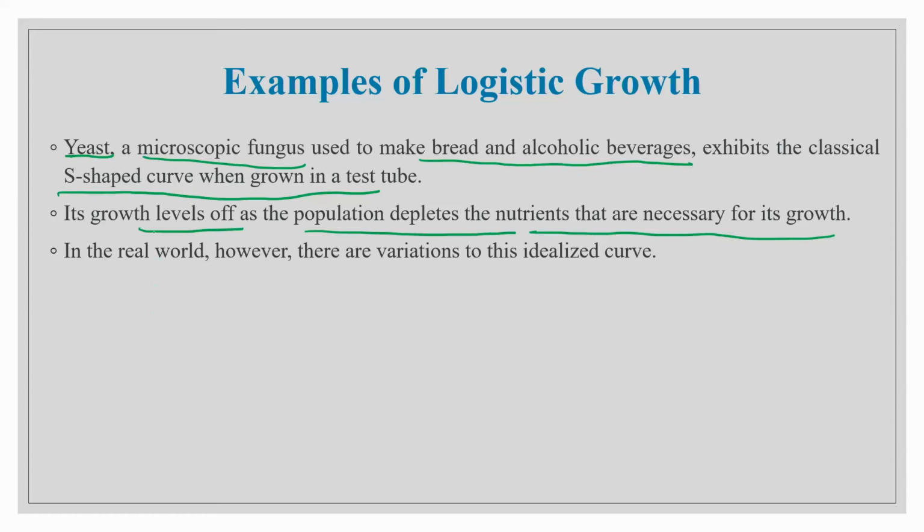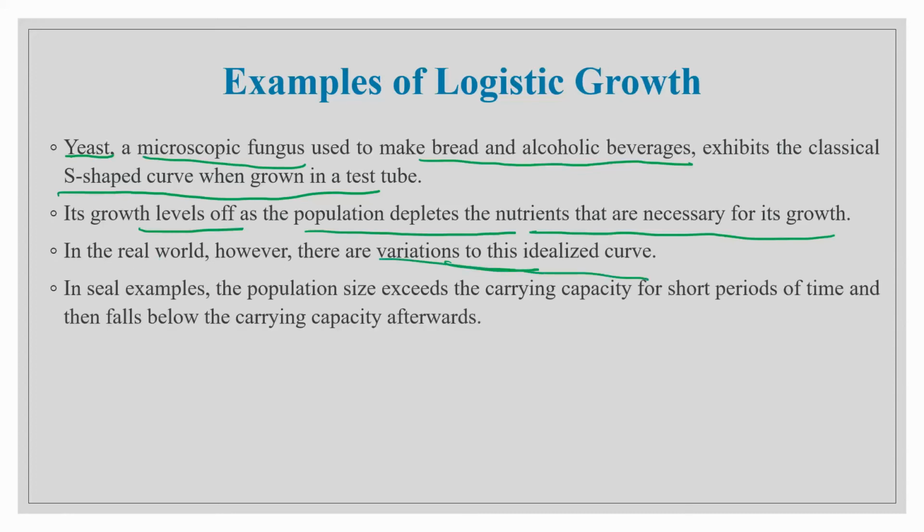So in the real world, however, there are variations to these idealized curves, and there is a next example also for the seal population, and it has been seen that the seal population can exceed the carrying capacity for a short period of time, but it again falls to the carrying capacity afterwards.